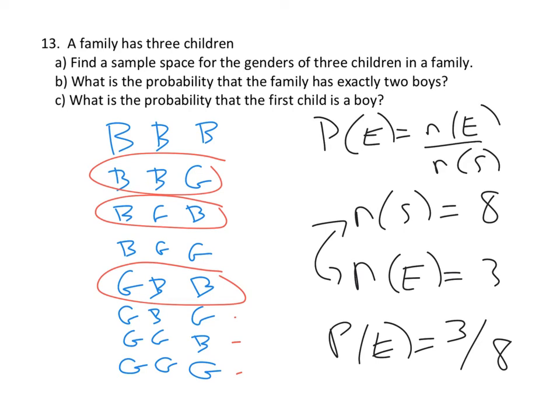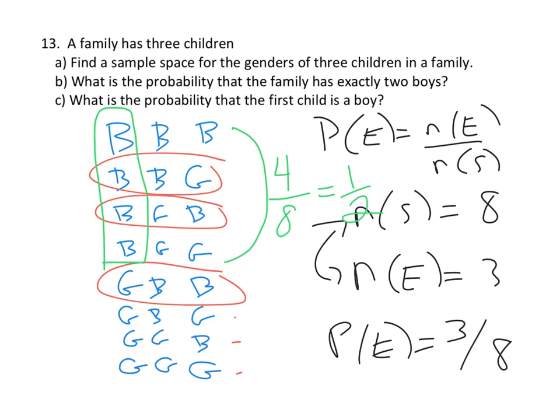Okay, now for part C, what is the probability that the first child is a boy? Let's just do it right on top of here. Okay, the first child is a boy, so here's our first child. Here we have a boy, right? So this is 4 of the 8 possibilities. So 4 is going to be our N of E out of the 8 possibilities. So that's going to be 1/2.